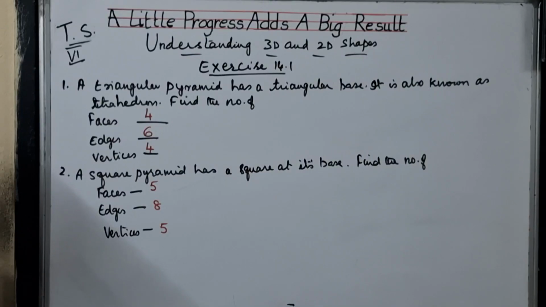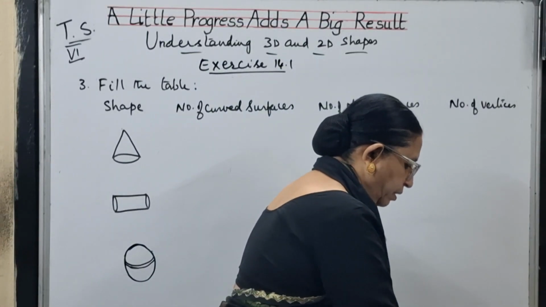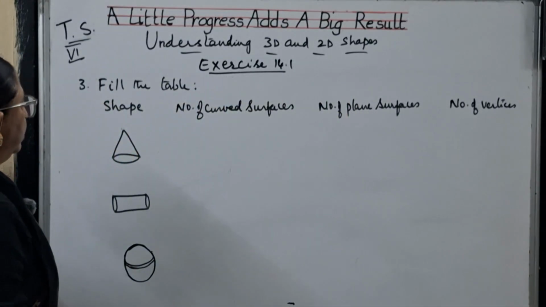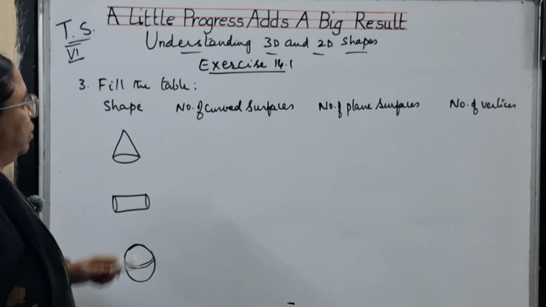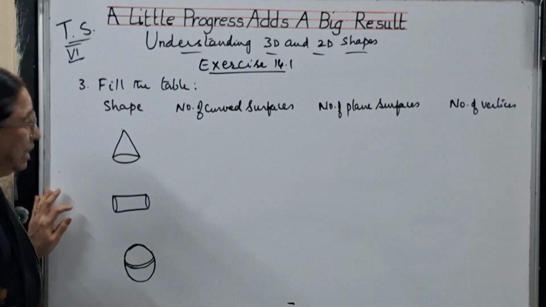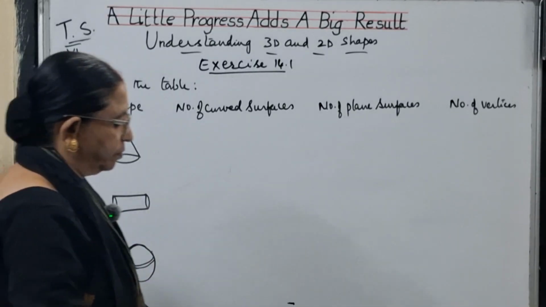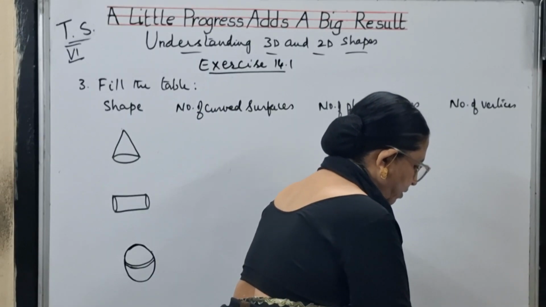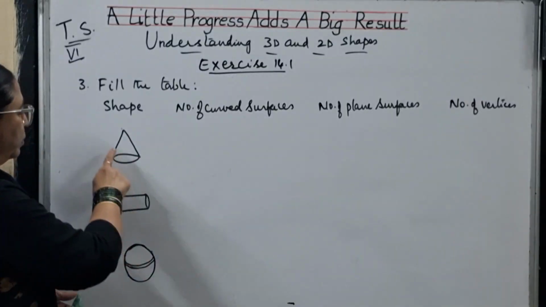Now the next sum, children. The next sum I have written here. See, fill the table. They have given 1, 2, 3 shapes. You have to write the number of curved surfaces, the number of plane surfaces and the number of vertices. So, here the first one is a cone.